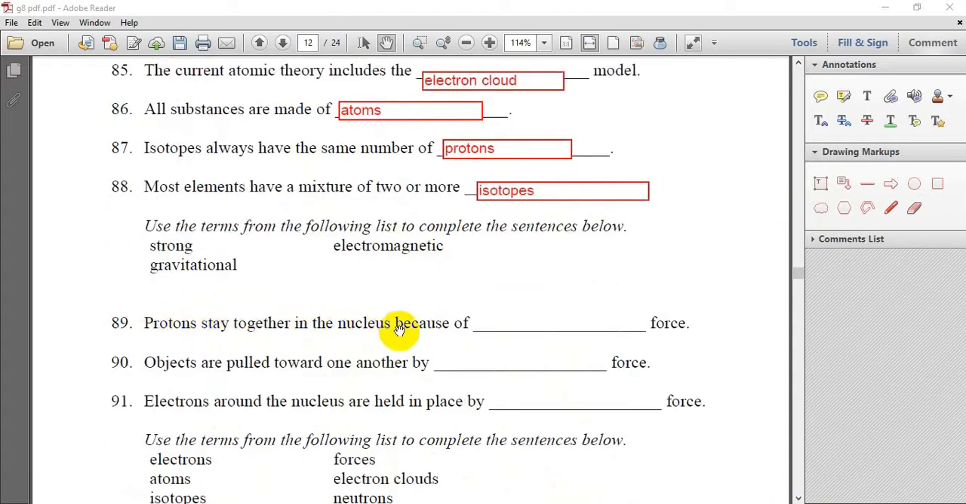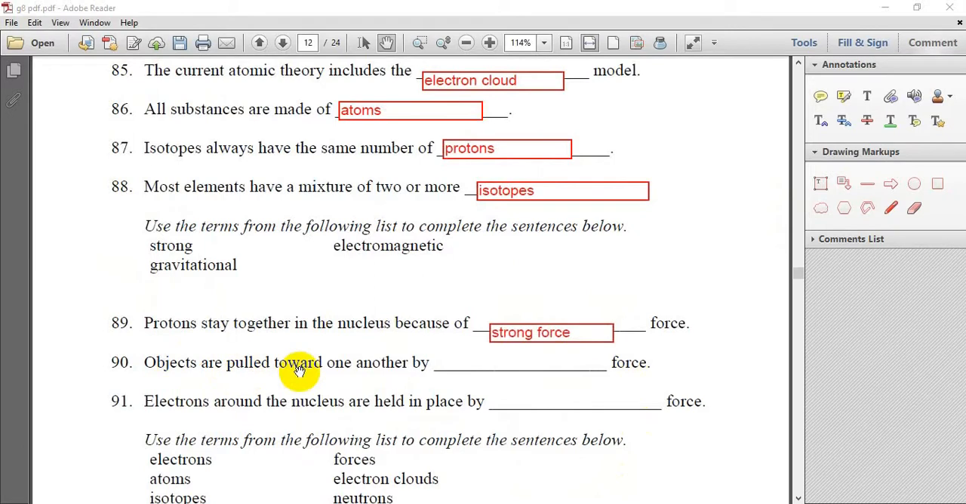Protons stay together in the nucleus because of the strong force between protons together. As we know that protons have positive charge, and positive charges usually repel. But because of the strong force in the center of the atom, which is the nucleus, we call this strong force. Objects are pulled toward one another.